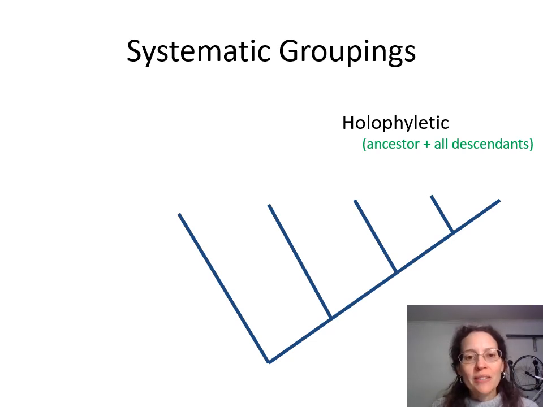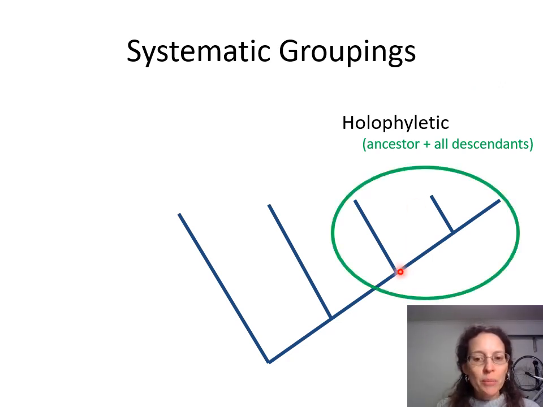We do have to talk about systematic groupings. So if this is our phylogeny here and we've got our descendants and our ancestors, we use a bunch of terminology. I've been throwing out monophyletic a fair bit, and I'm hoping you understand that, but we're going to take a minute here just to make sure we're all on the same page. So if we're talking about a group that's holophyletic, this is a group that is the ancestor and all of its descendants. So that would be like this. This is our ancestor here, and it's everybody that comes from that ancestor.